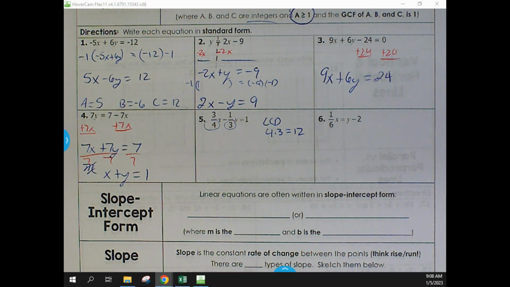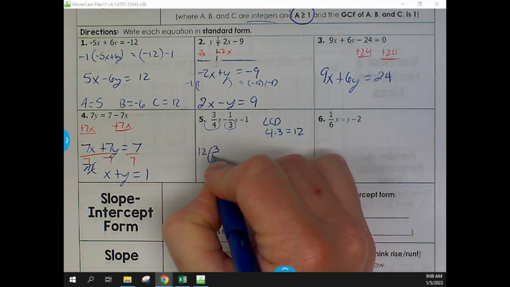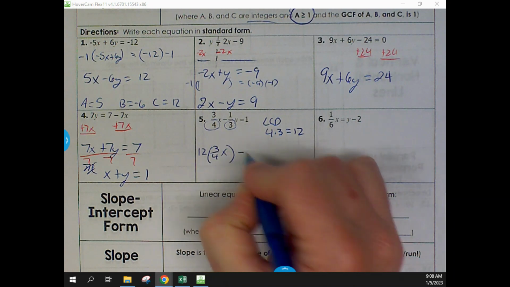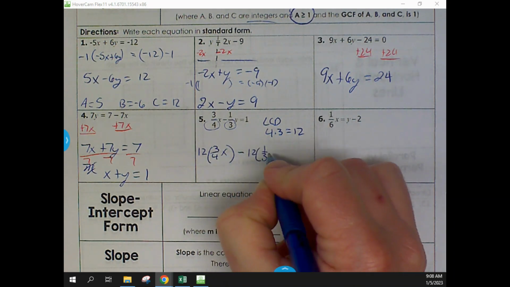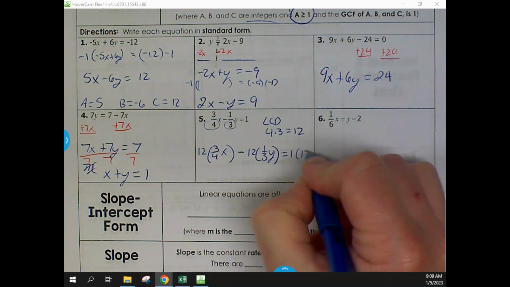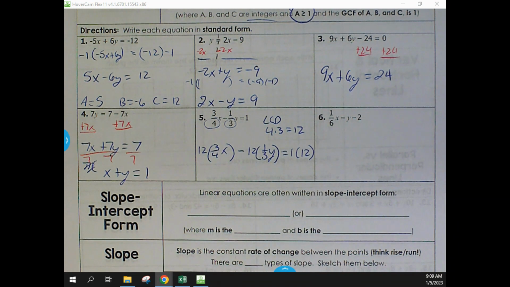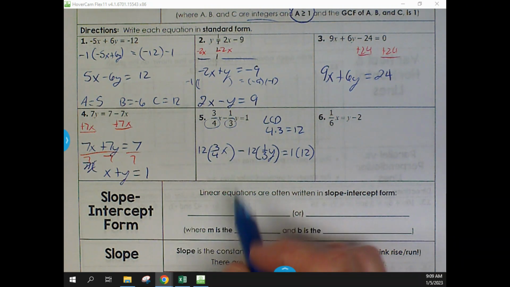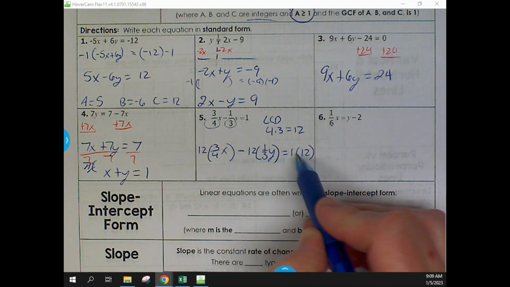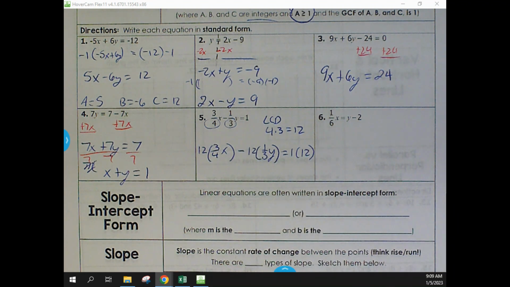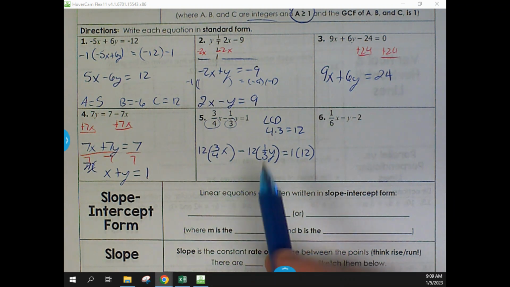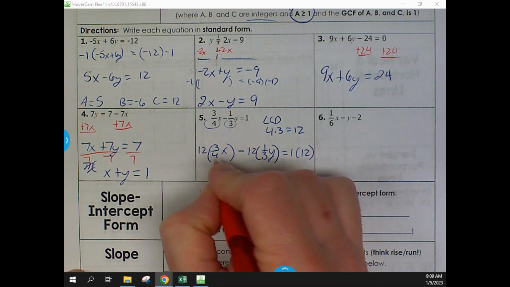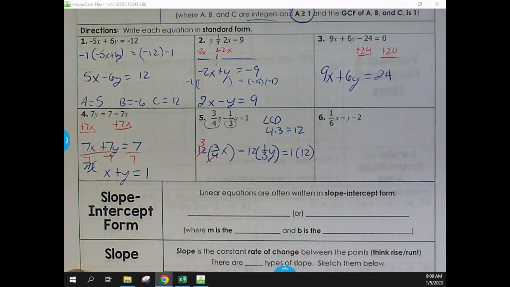And if we want to get rid of fractions, we're just going to take that least common denominator and multiply every single number by 12. So it's 12 times 3/4 x minus 12 times the 1/3 y equals 1 times the 12. Now, exactly where you put the 12s doesn't really matter for these. I'm putting the 12s in front just so that when we go to cancel it out, it's a little bit easier. Because what you should see is that 4 goes into 12 3 times.